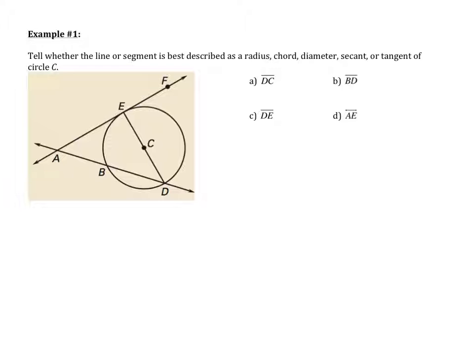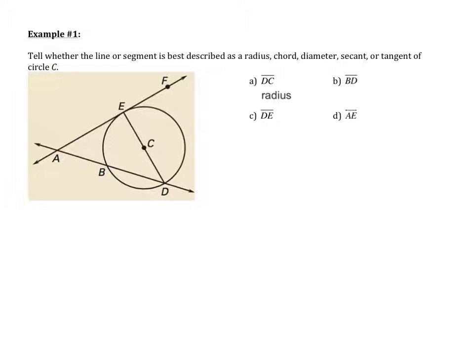Now let's apply all that terminology to example number 1. Tell whether the line or segment is best described as a radius, chord, diameter, secant, or tangent of circle C. Notice they are naming the circle C since the center of the circle is point C. So let's get into this. Part A says segment DC. Since it's a segment, I know it cannot be a secant or a tangent since those are lines. So we are minimizing our number of options here because it's a segment. So if you look at DC here, you go from the center of the circle to the outside of the circle, which is just a radius.